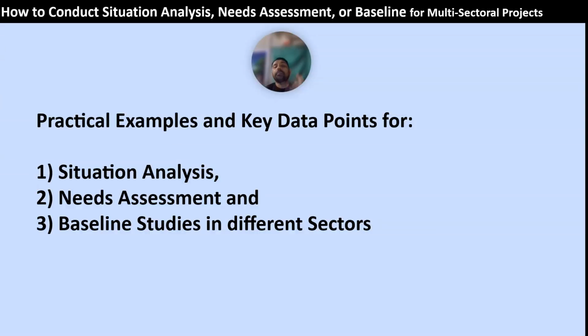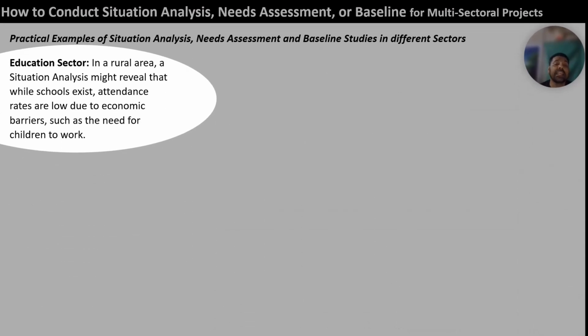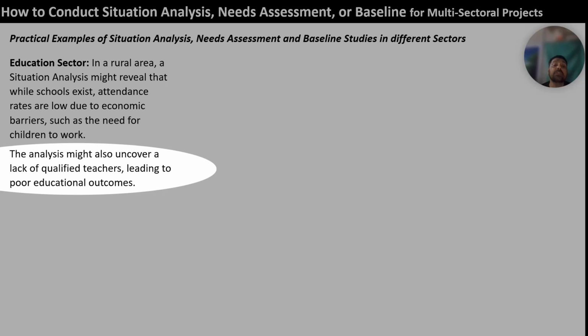Let's review some practical examples of situation analysis, needs assessment, and baseline studies in different sectors. In education sector, in a rural area, a situation analysis might reveal that while schools exist, attendance rates are low due to economic barriers such as the need for children to work. The analysis might also uncover a lack of qualified teachers leading to poor educational outcomes.